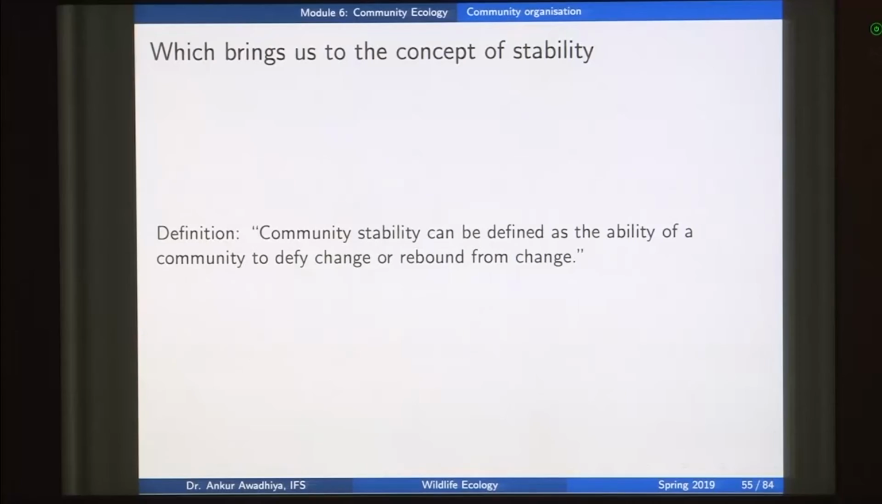And if we know the variables that govern the amount of resilience or the amount of resistance in any particular community, we can play with those variables. We can make our communities much stronger, so that they are able to resist changes in a much better way, or maybe much more resilient, so that even though these changes have occurred, they are able to come back very quickly. So, that is why a study of community stability becomes very important these days.